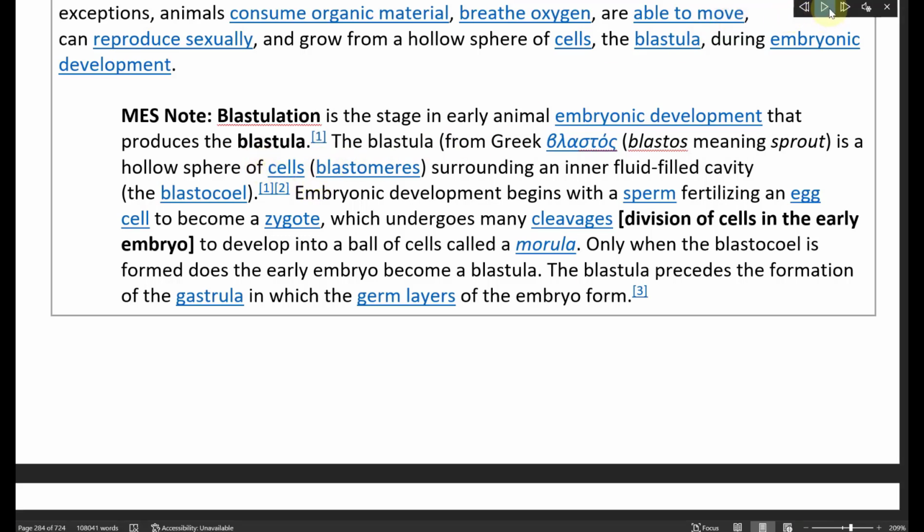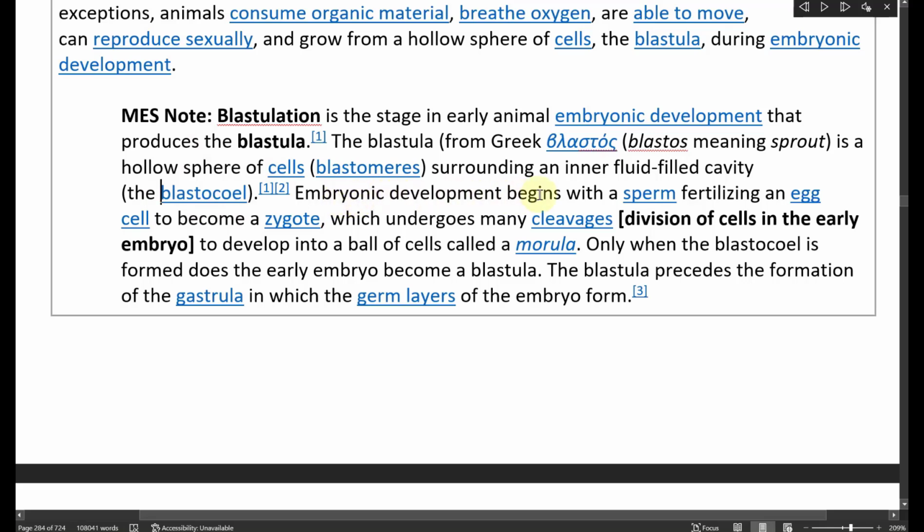I'll call it blastomeres, surrounding an inner fluid cavity called the blastocele. Yeah, I think it is actually blastocele. So I checked the other sources and it's similar to this one.